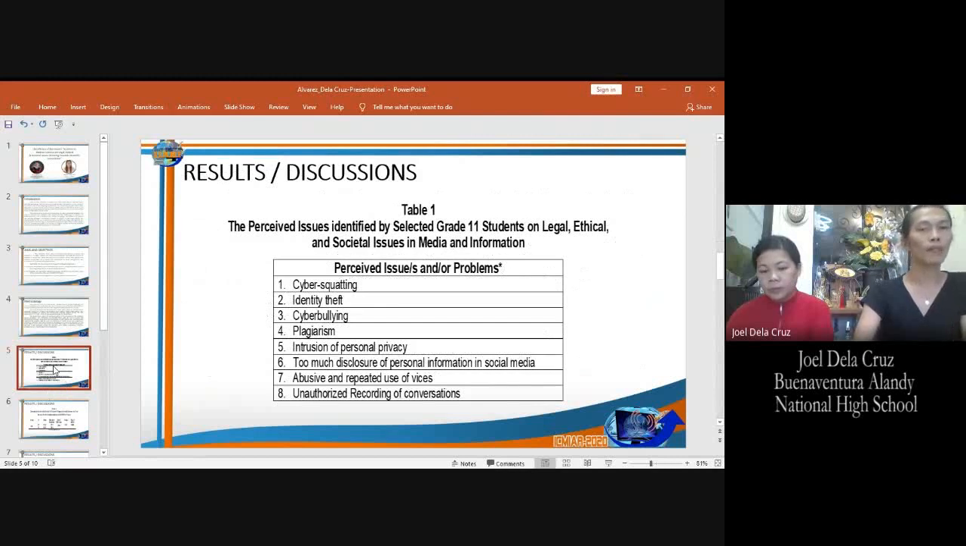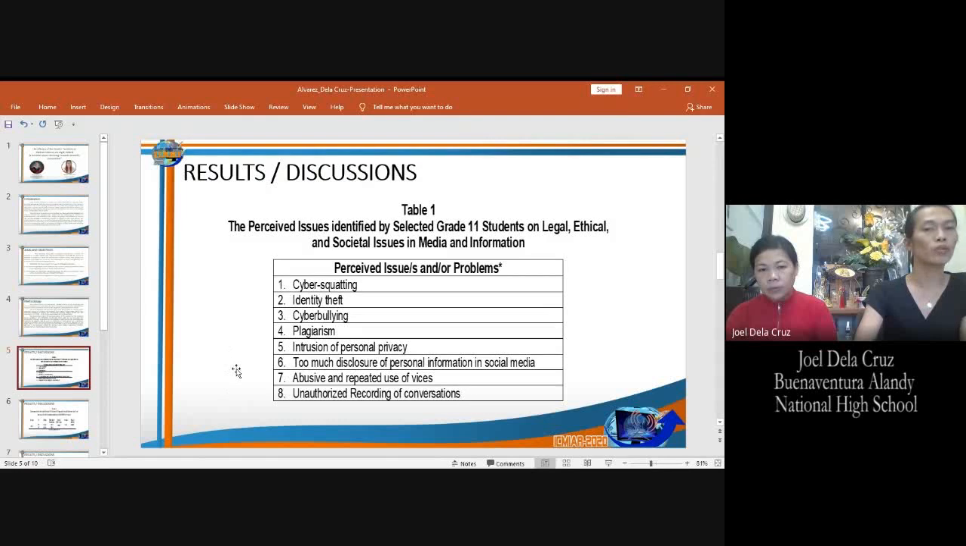For the results and discussion, for objective number one, this pertains to the perceived issues identified by selected grade 11 students on the legal, ethical, and social issues in media and information. As you can see on the table, these are the common problems or issues that our students have encountered in the use of media and information. Number one, you have cybersquatting and identity theft, which are commonly rampant, and in the use of social media, like Facebook, cyberbullying, and plagiarism, when they are getting some of the data from the works of another without proper citation, referencing, or acknowledgement of the authors.